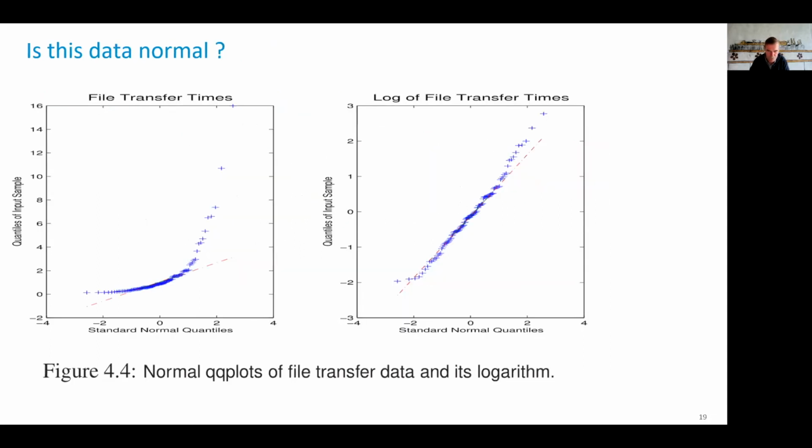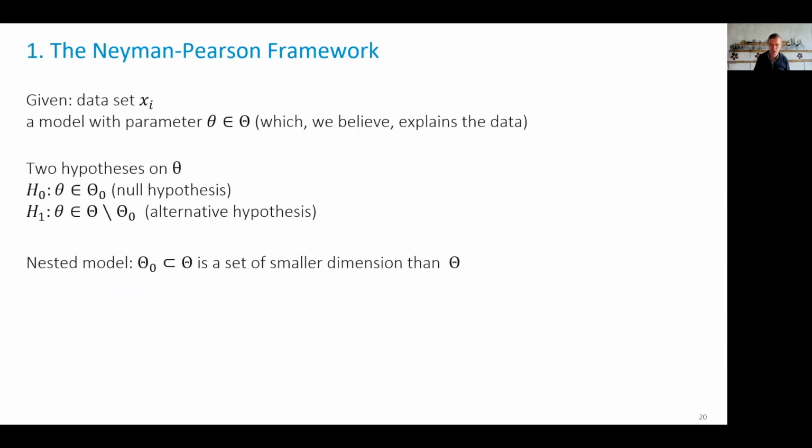I mentioned the normality here. Is data normal on the left? We would probably say no. On the right, we'll say yes, but we're not too sure. So we would like to be able to answer this.